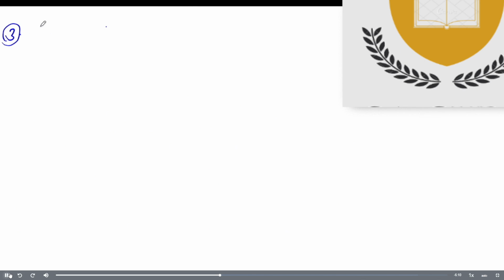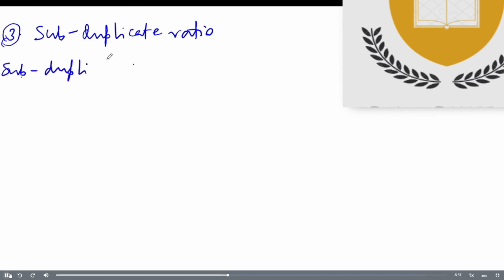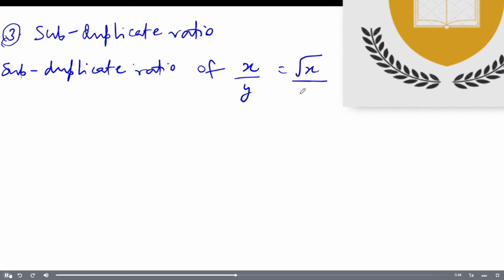The next one is sub-duplicate ratio. Now, the sub-duplicate ratio of x by y is equal to square root of x by square root of y.